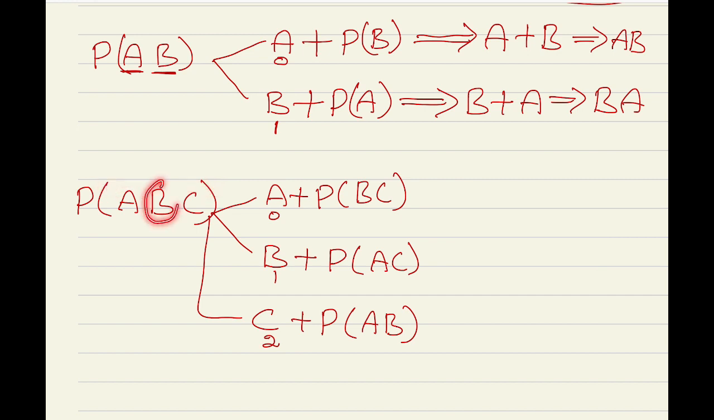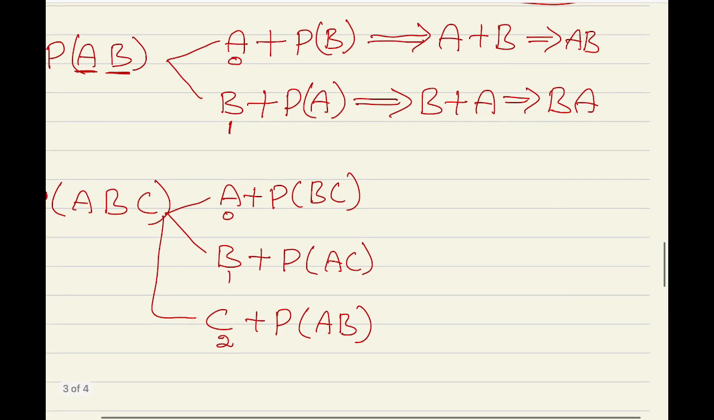So exclude B, and before B the substring is A, and after B the substring is C. So concatenate these two substrings, that is AC. So here we are writing AC. Now if we select C, find the substring before C, that is AB, and the substring after C. After C no substring is there, it is empty. So this one is AB. Now P of BC, how to solve? Here we can have two paths.